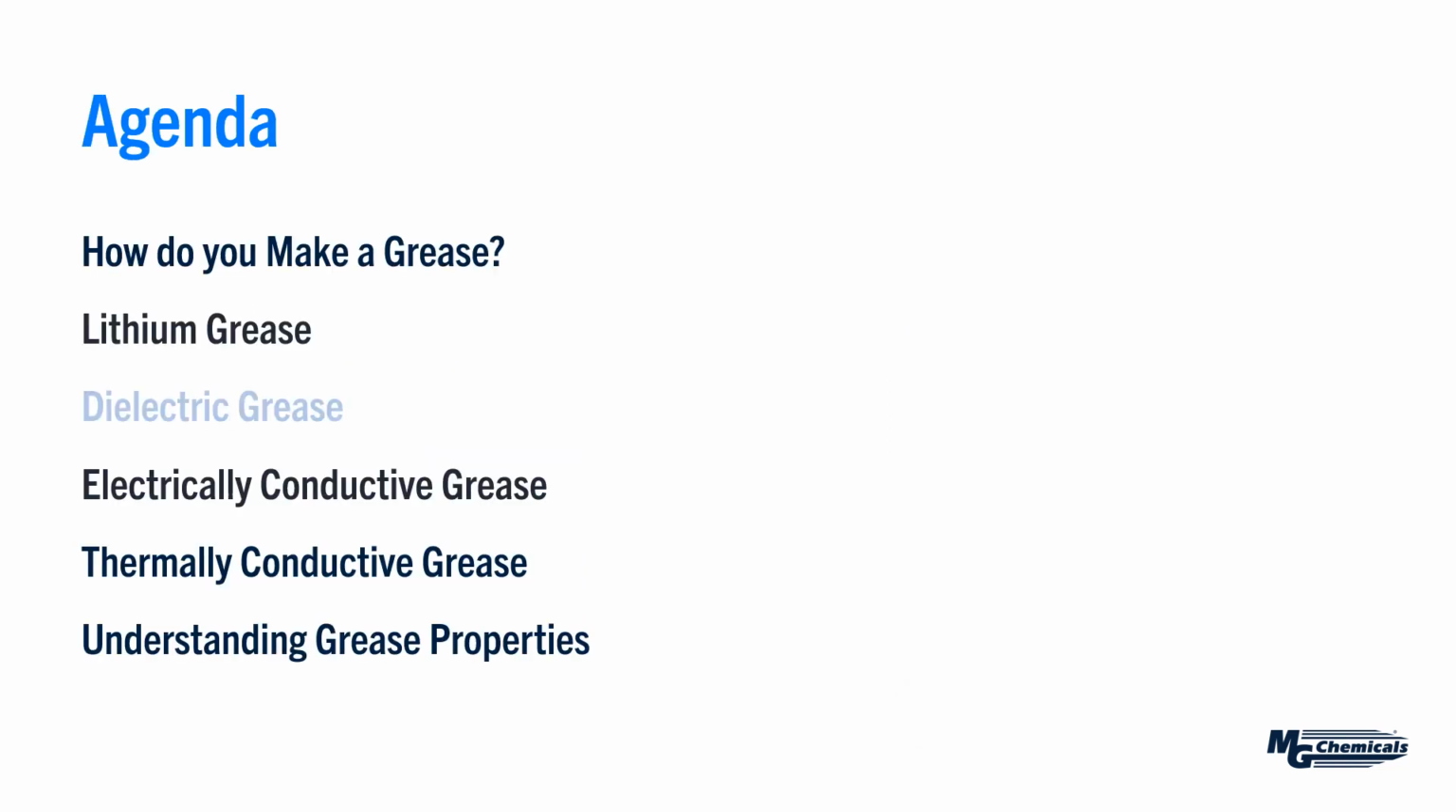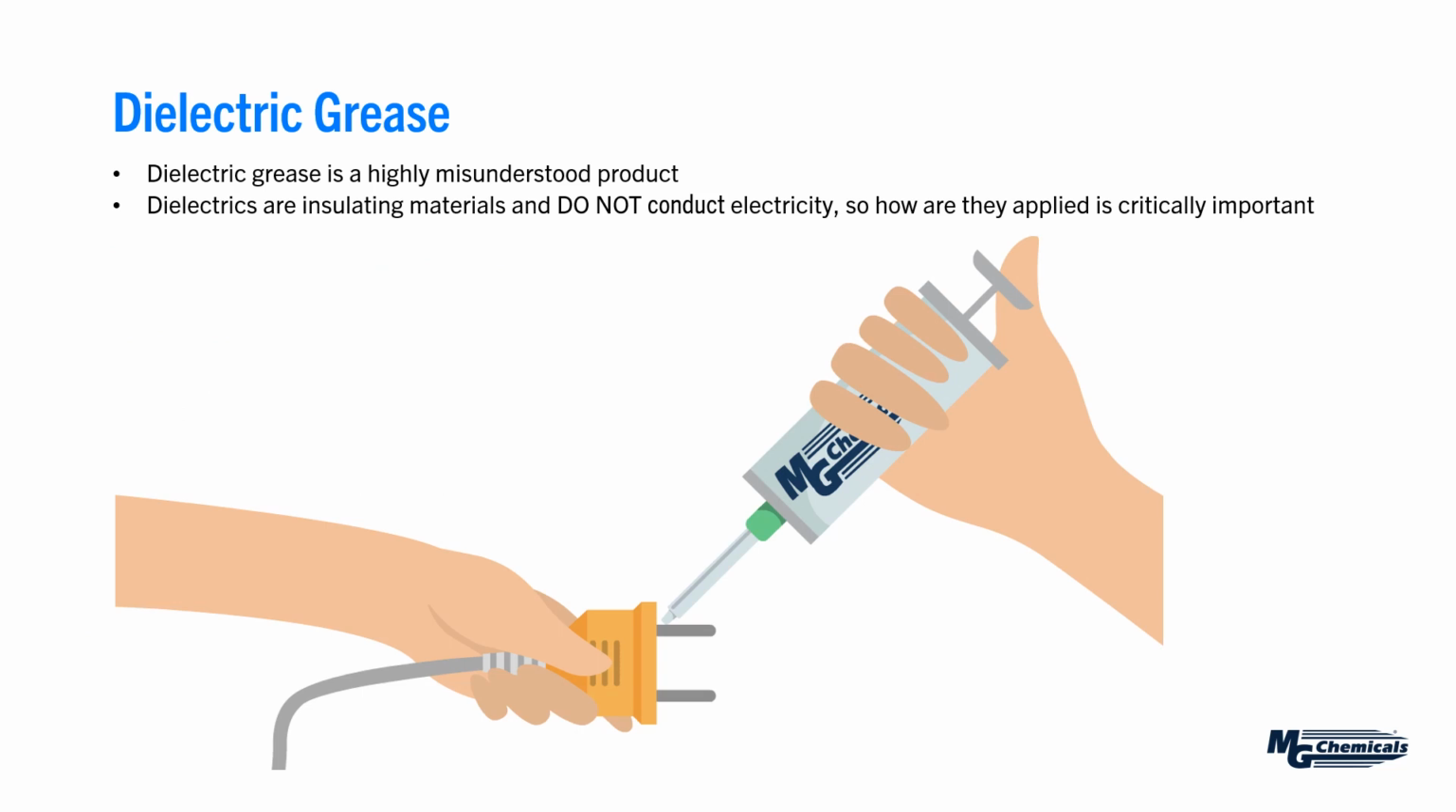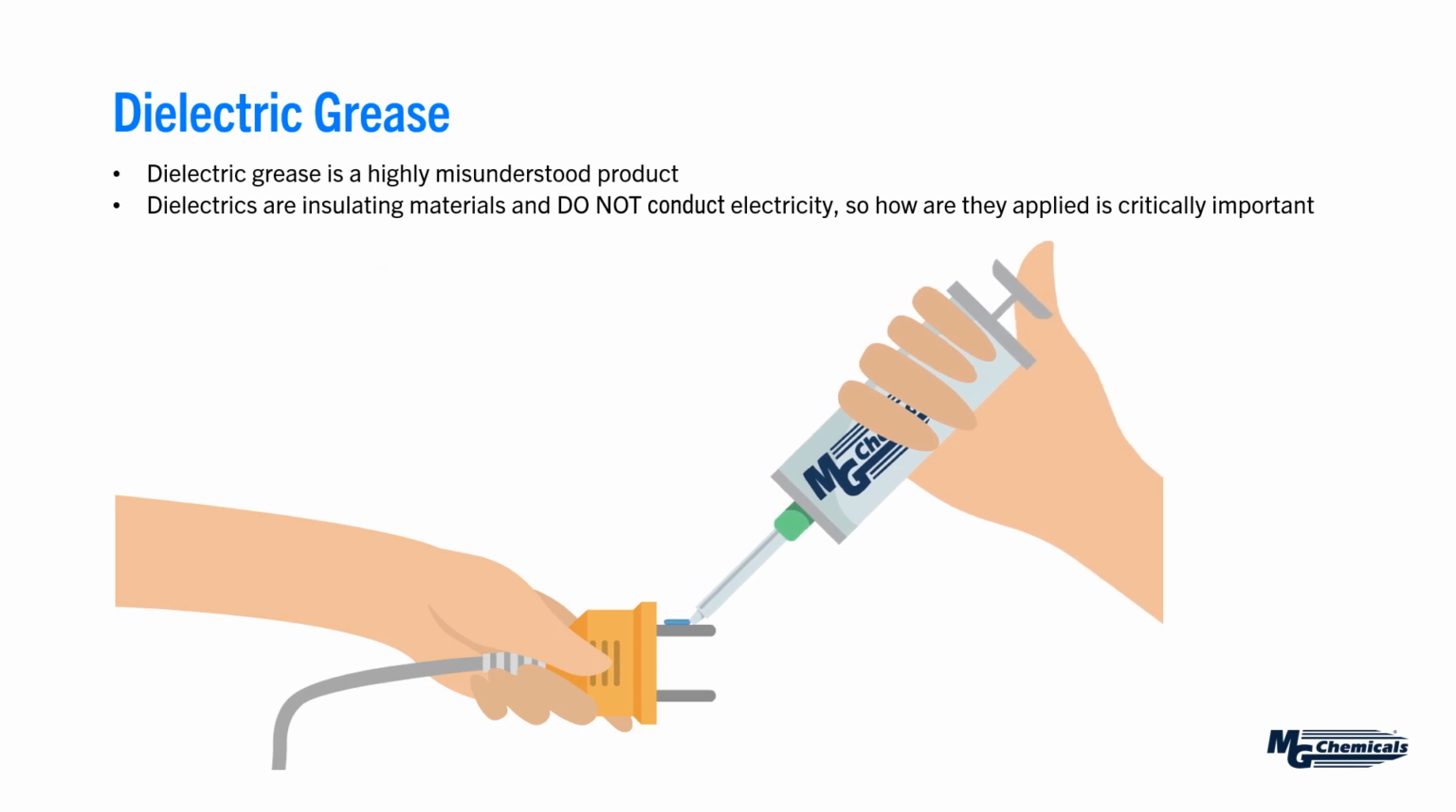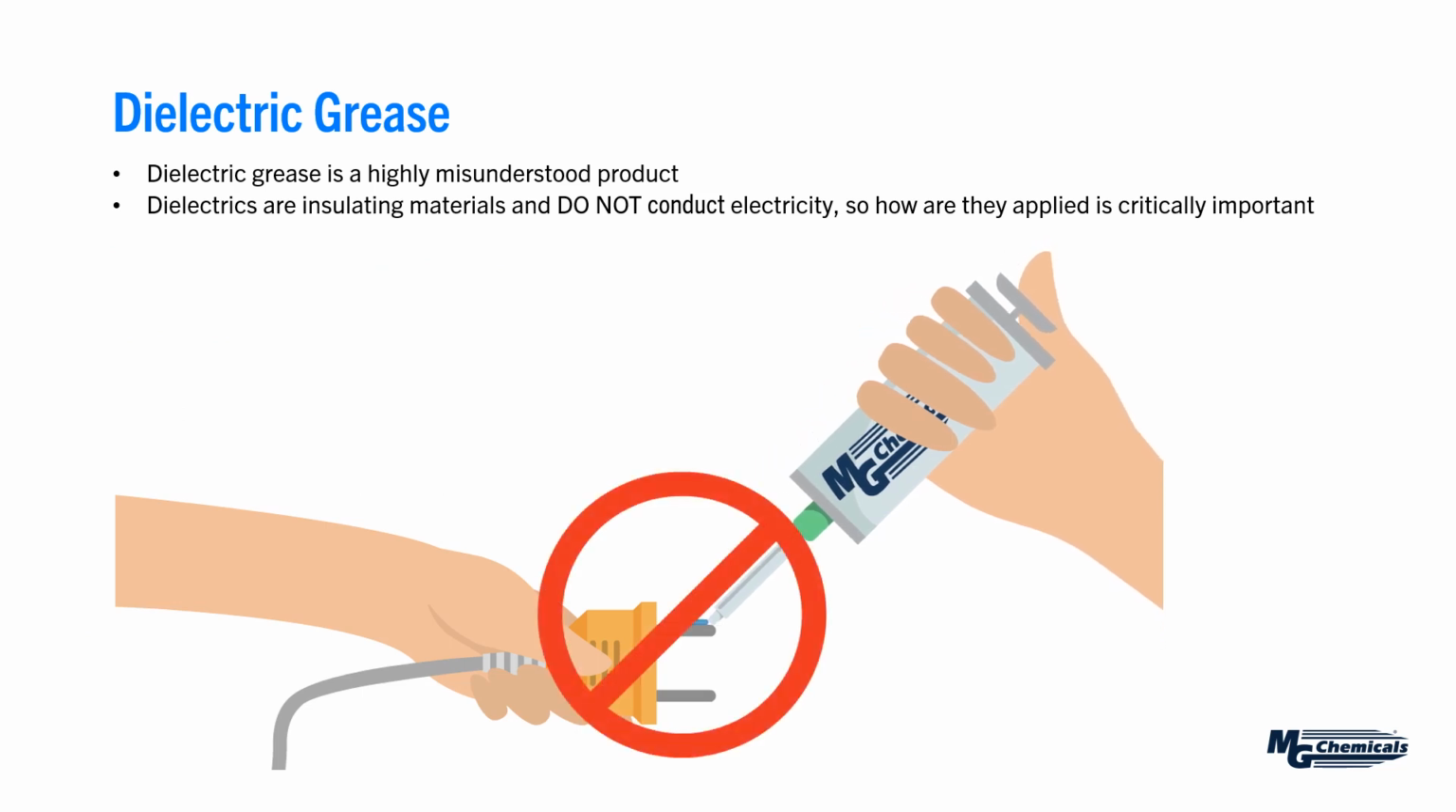Next, we'll look at the dielectric grease. And dielectric greases are products that are very misunderstood. I've seen videos uploaded where people will apply these either by putting a big blob on a female connector, or they'll actually coat electric prongs with this grease, and that is not correct.